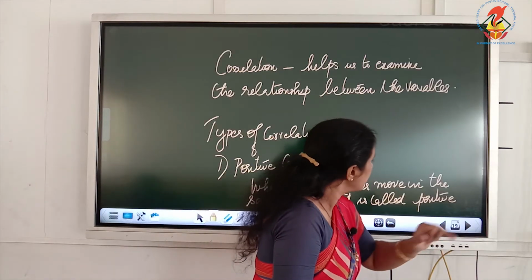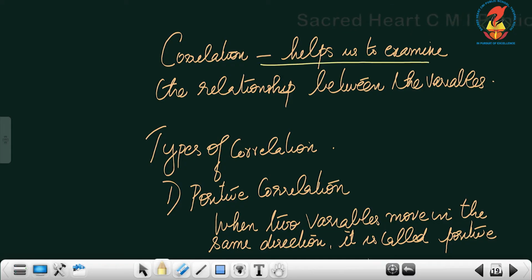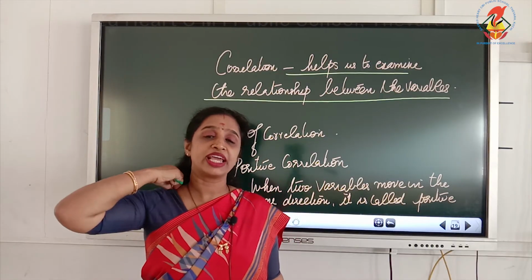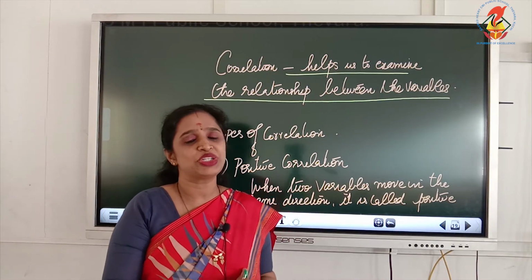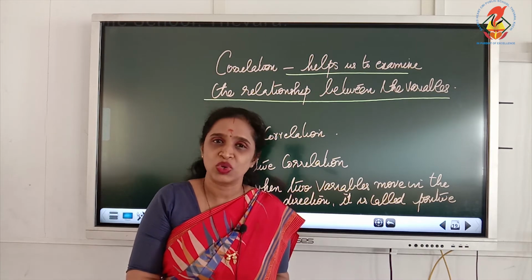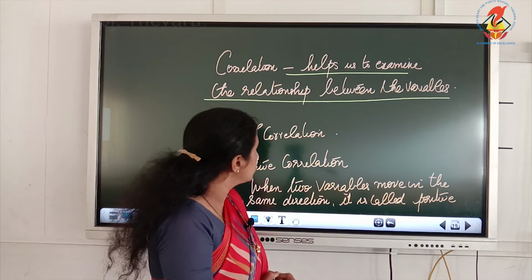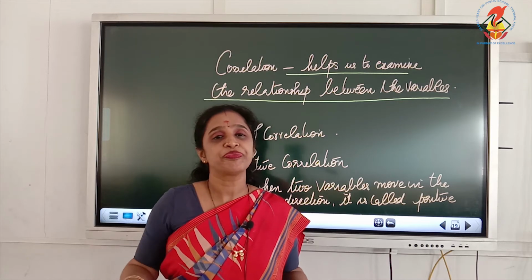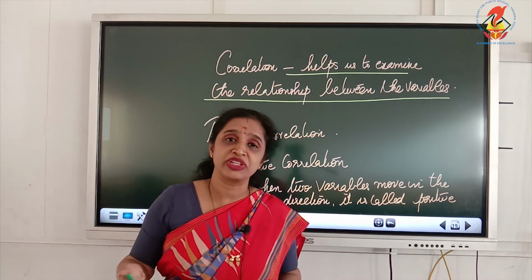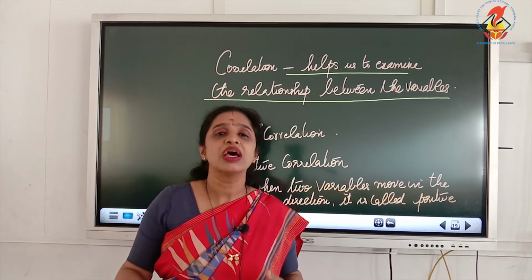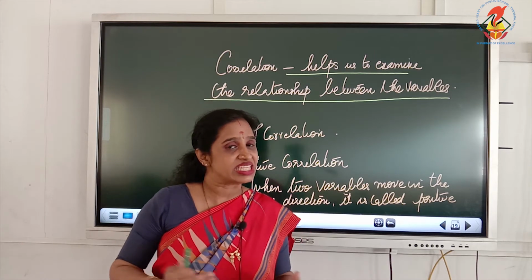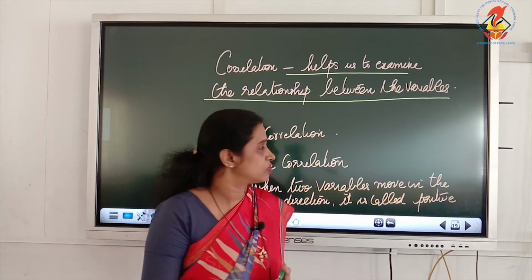Now, let us define correlation. Correlation helps us to examine the relationship between the variables. If there are different variables, how is one variable related to the other? To know the relationship between the variables, we use the measure correlation. That is a simple definition of correlation. Correlation is a measure which is used in statistics to understand the relationship between two variables. How are the two variables related to each other? That is what correlation speaks about.